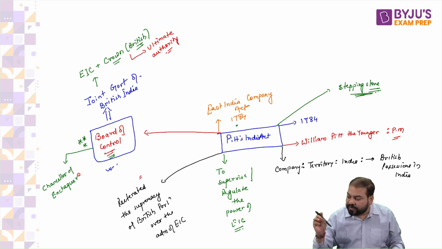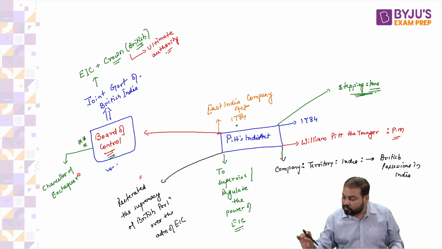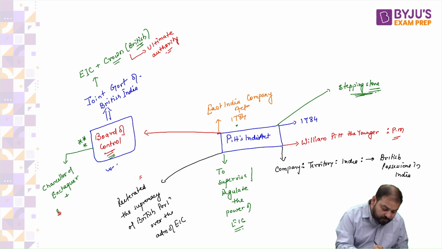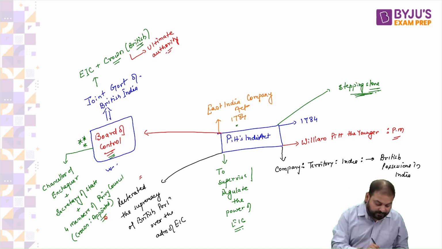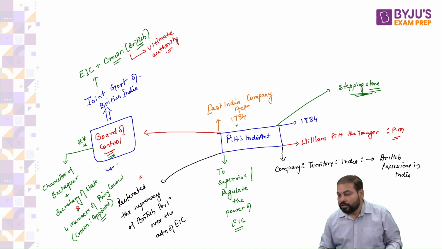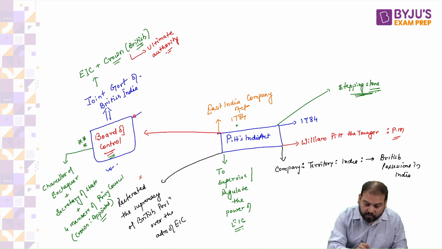Absolutely, Sanskar. The finance minister in Britain is known as the Chancellor of the Exchequer. Plus, they said there will be a Secretary of State plus 4 members of the Privy Council, and they will be appointed by the Crown. Last thing, if you want to see the power of this Board of Control, see here.